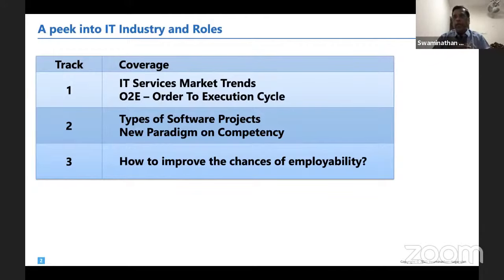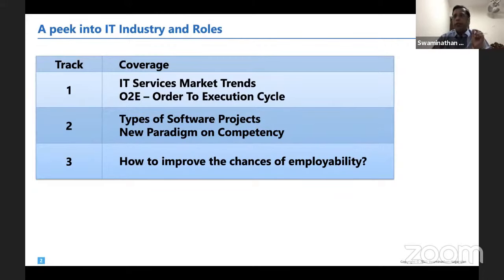Now you are all students. You complete this B.Sc course, you look for a job in the software industry. What type of projects can you expect to work on? And what does it mean for you? And there is a shift in the way the industry is hiring. So I think it will give you a lot of perspective on how to equip yourself.